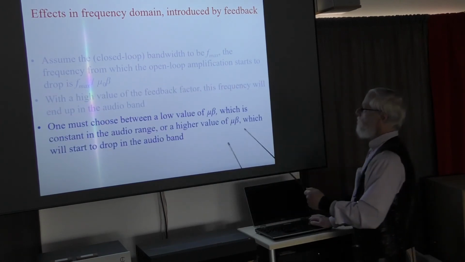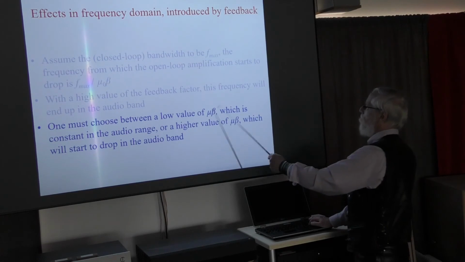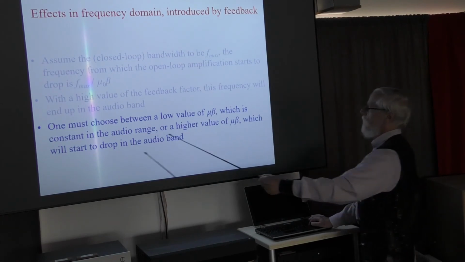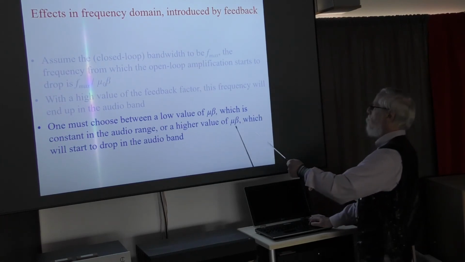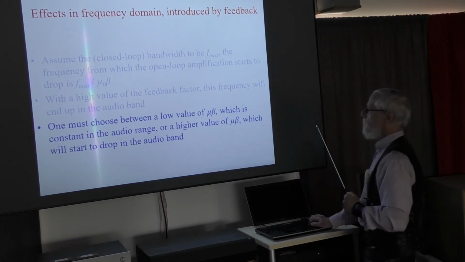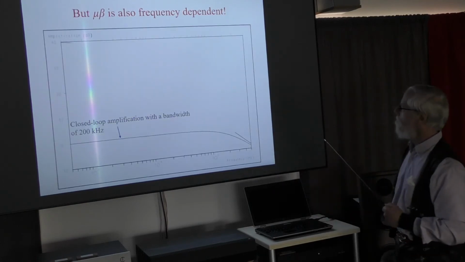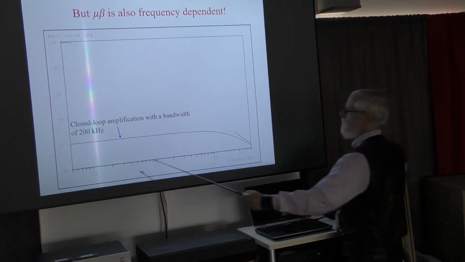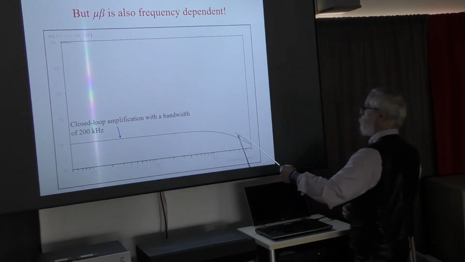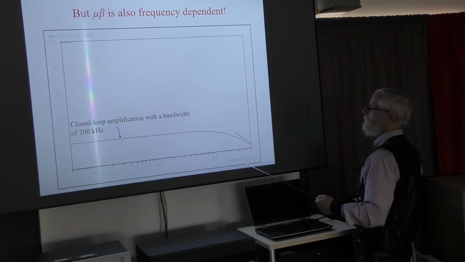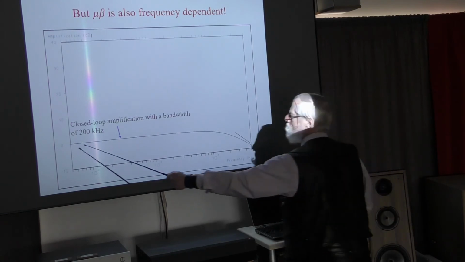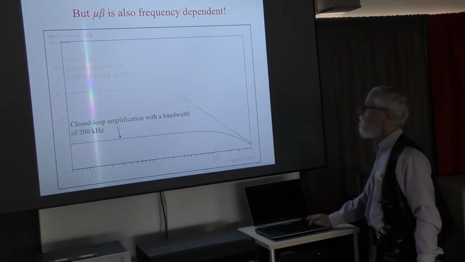So one must choose between two kinds of misery. Either use a low value of mu beta, which is constant in the audio range, or a high value of mu beta, which will start to drop in the audio band. This is illustrated here. This is the closed loop amplification, and we have taken for the example 200 kilohertz, and the reference value is 0 dB.